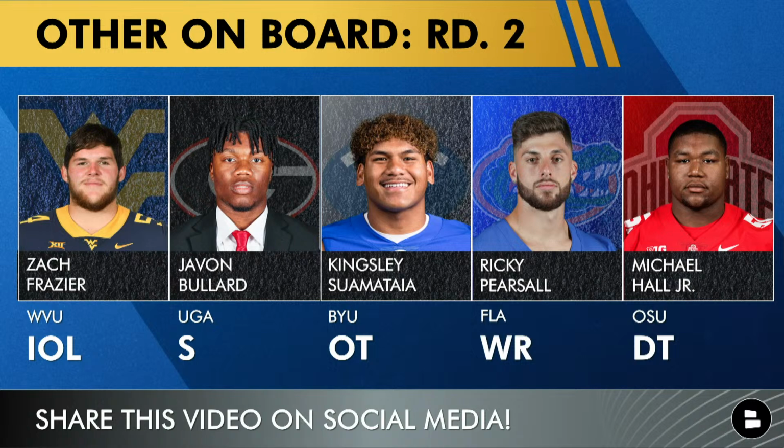Javon Bullard is one of your top defensive players left there. Michael Hall Jr. as well. And Ricky Pearsall was also available as a talented impact potential receiver. But I would have gone offensive line, and something tells me in the end the Cowboys will probably choose to pick Brooks in real life anyway.